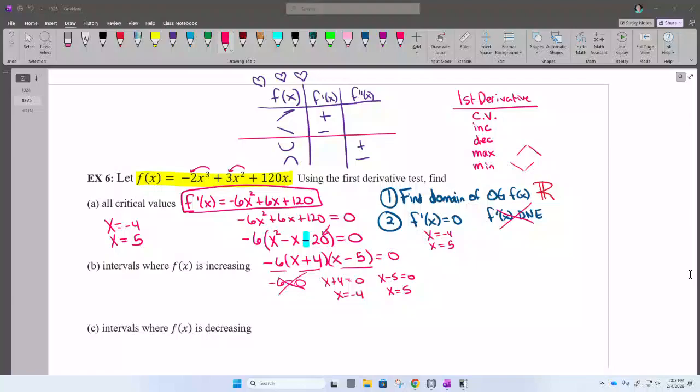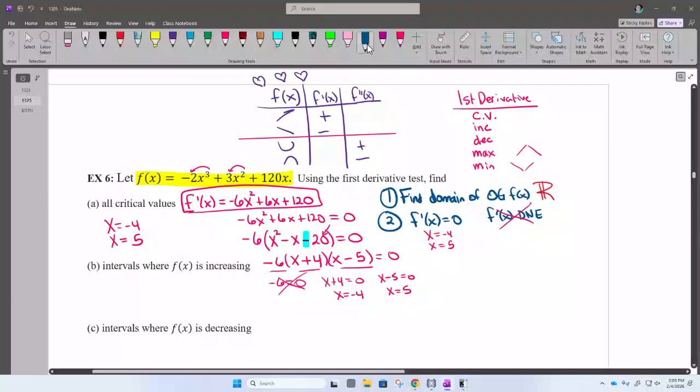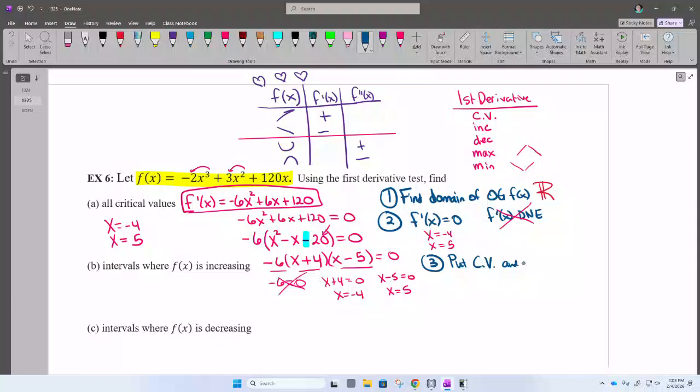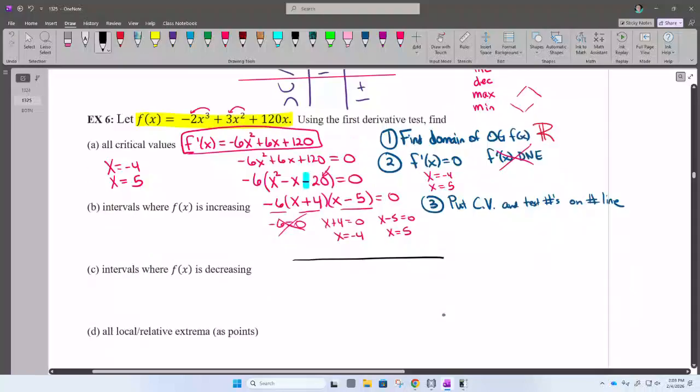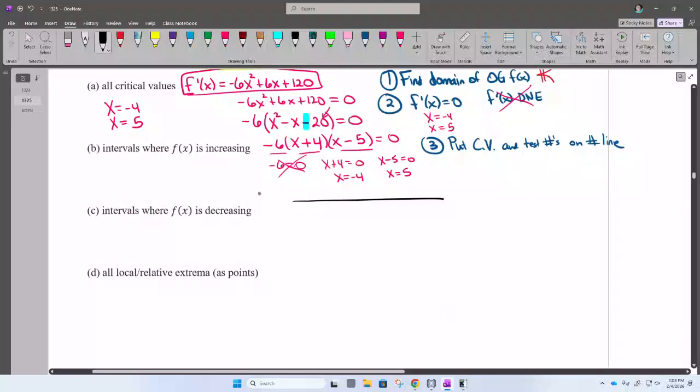All right, and then step number 3. We are going to put the critical values and test numbers on a number line. So I'm going to draw a number line here. And my critical values, I'm going to draw a little lower.